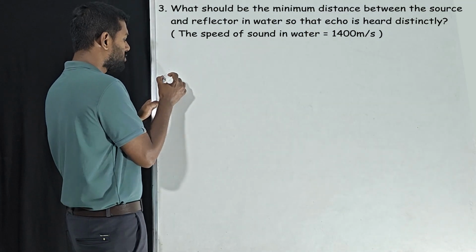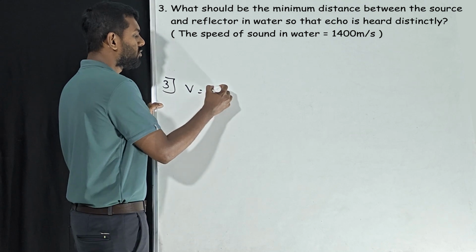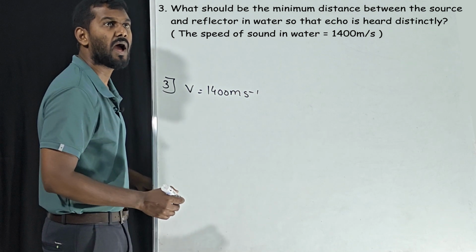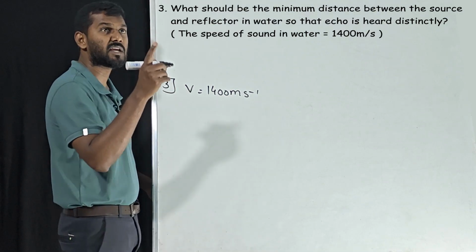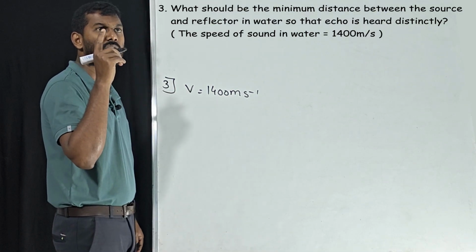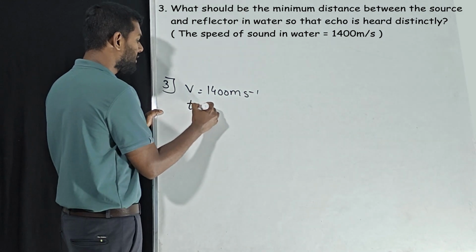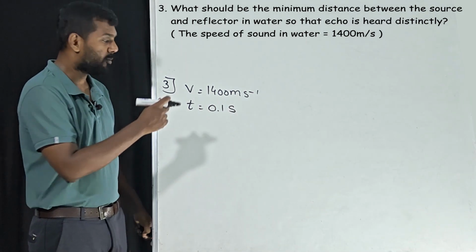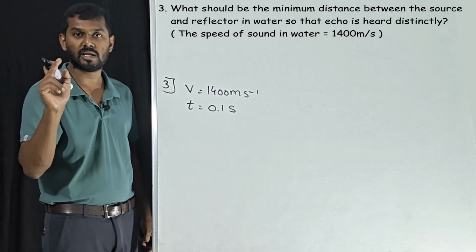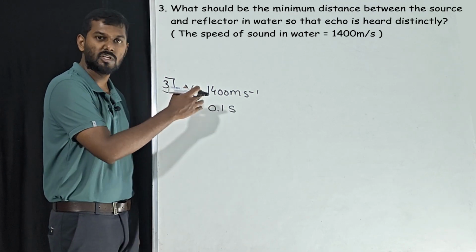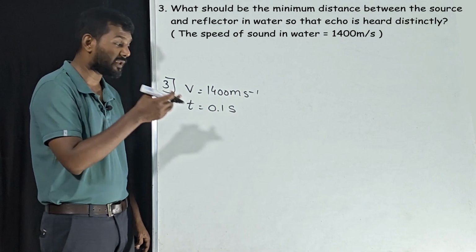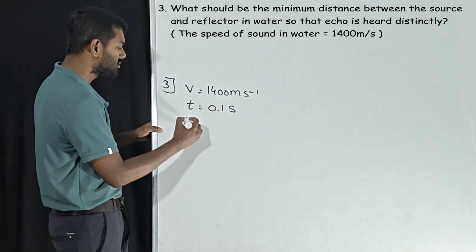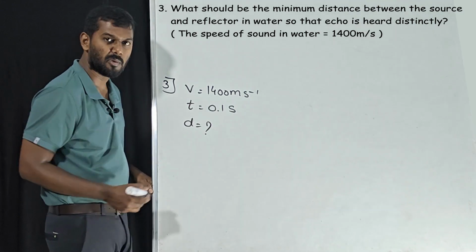So in this question we'll write the given data. V is equal to 1400 meter per second, and we are asking about minimum distance. For that, time should be 0.1. This is the minimum time required. More than 0.1 also we can hear an echo, 0.2, 0.13, all those things. But if it is less than 0.1, we will never hear an echo. Keep this in mind. So we need to find the minimum distance.